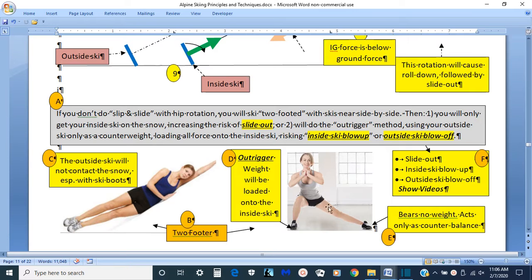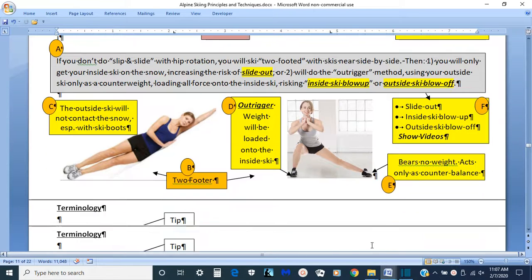Or another thing that can happen is, with this ski at high speeds and with no weight in the ski, this ski is flopping around, bouncing around. It's a lot of chatter, and without weighting it, it bounces around so severely that it can blow that ski off. You lose that ski. I'll show you examples of this in just a minute. So this bears no weight, acts only as a counterbalance here. And so the overall effect, if you don't get enough slip and slide with hip rotation, counter rotation, is you can get either slide out, or inside ski blow up, or outside ski blow off. And I guess I'll show you some videos now.